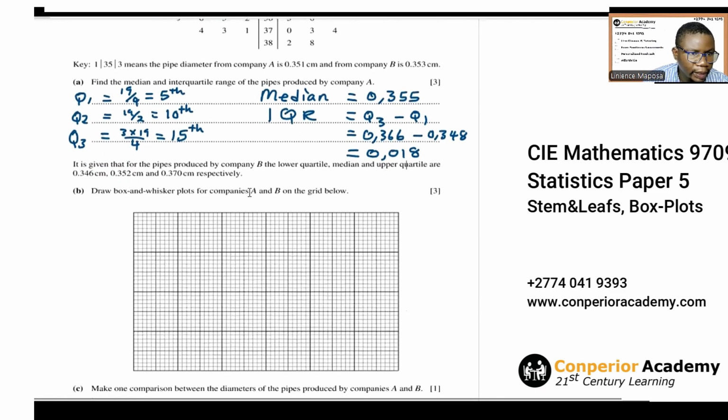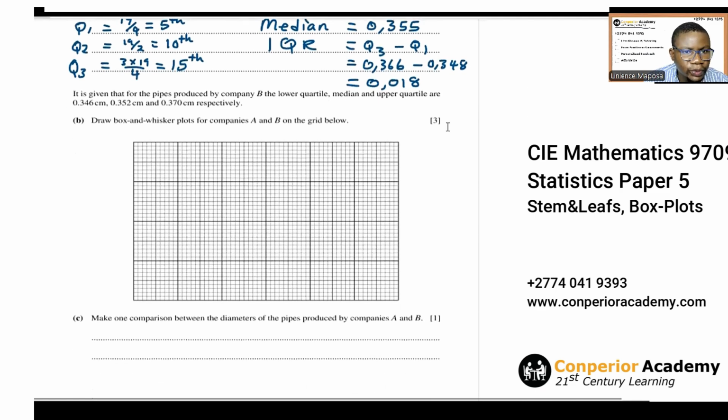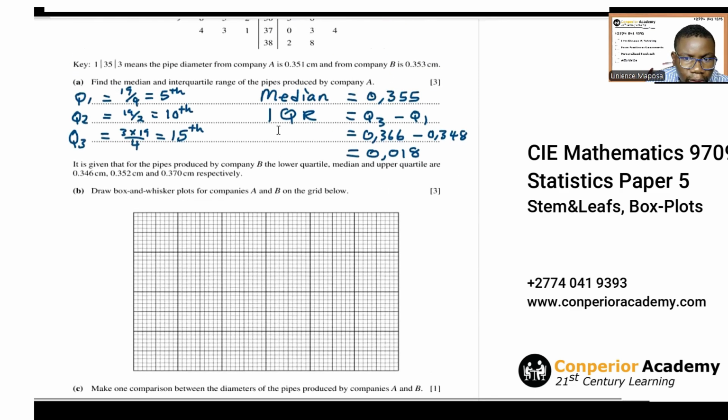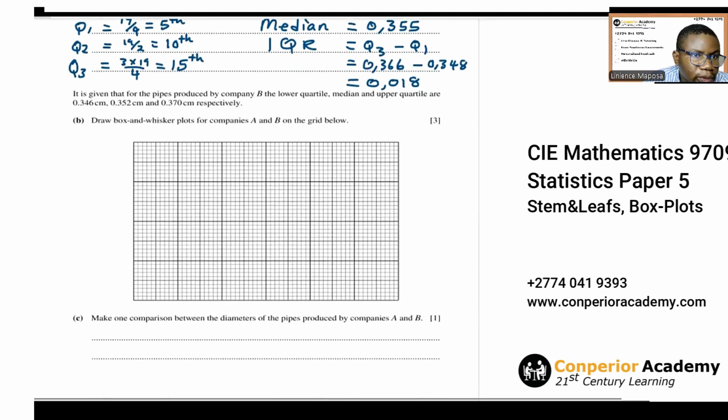We'll move on. It says it is given that for the pipes produced by company B, the lower quartile, the median, and the upper quartile are these values respectively. Draw box and whisker plots for both companies on the same grid. All right, on this same grid here. So you want a sensible scale that will accommodate your data. For you to actually do that, let me write on the side, for company A and company B, you are going to need Q0, Q1, Q2, and Q3.